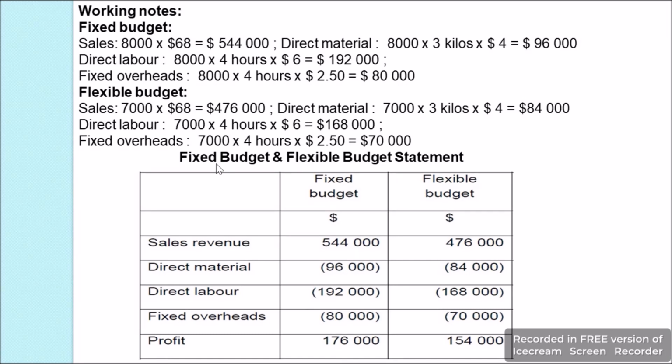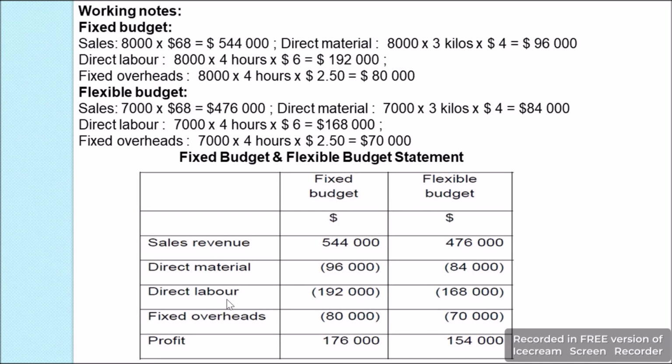Now let us make the fixed budget and flexible budget statement. So we have to find the profit. So how do we find the profit? From the sales revenue we subtract all the expenses, direct as well as indirect expenses, and we get the profit. So we'll start with the sales revenue, which we have calculated for fixed budget as $544,000 and for flexible budget as $476,000. Then the direct material, for fixed budget it is $96,000 and for flexible budget it is $84,000.